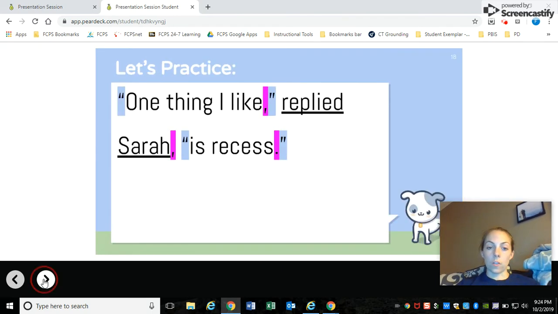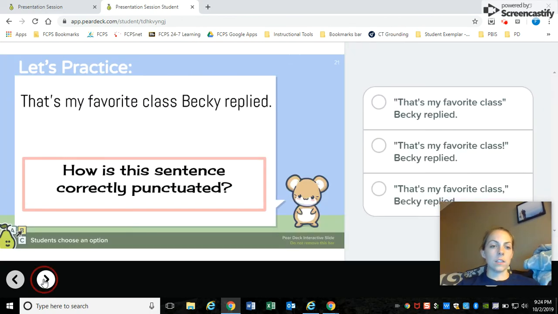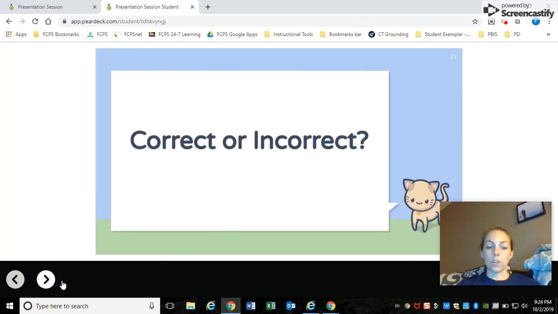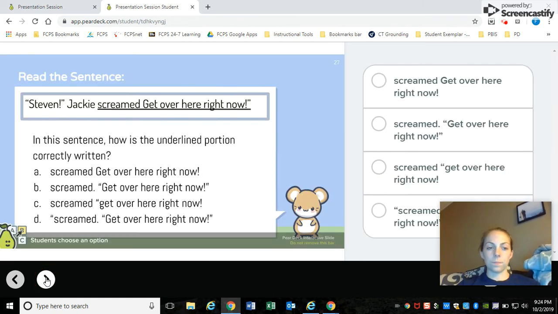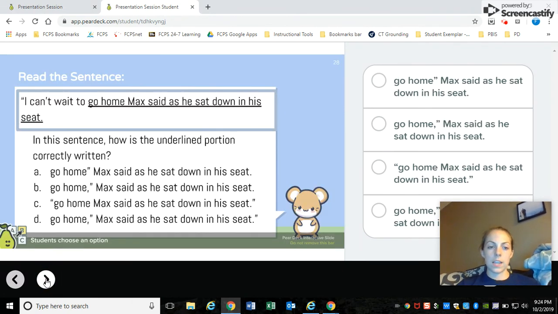Then when you get all the way through to the end, it's going to ask you correct or incorrect. So you're simply going to look at a sentence and decide, is this correctly punctuated? Yes or no. So you'll do that for these here. And they are very similar. And then we've got some really tough multiple choice. So we have a sentence in a box. It says, in this sentence, how is it correctly written? And you've got to look very closely, thinking about your dialogue tag, and then pay attention to just the underlined portion. So you've got 2 of those here.